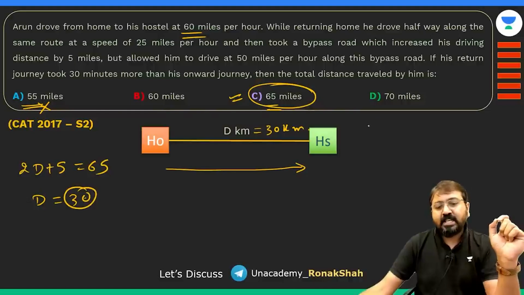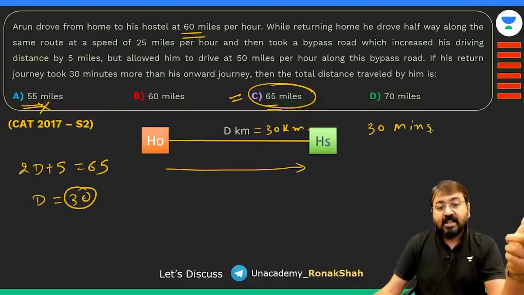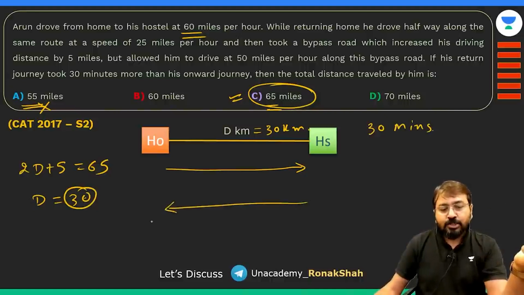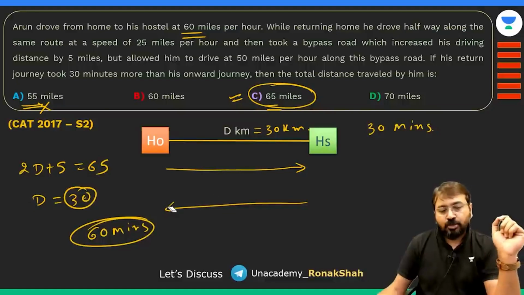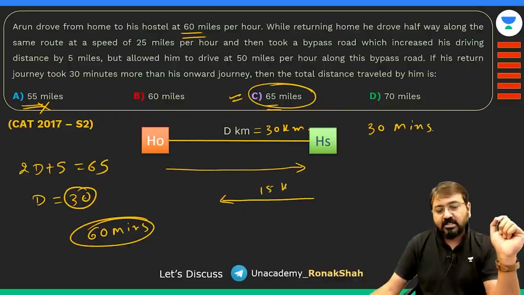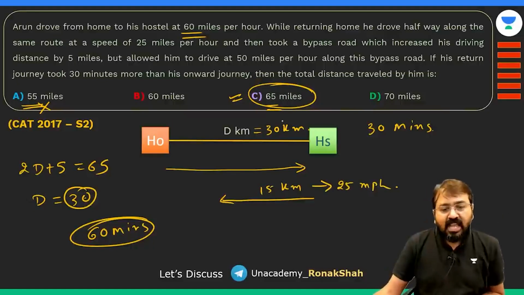So it must have taken 30 minutes for him while going from home to hostel. That means the time that he should have taken while coming back should be 60 minutes. Now let's see whether we are getting 60 minutes based on the given condition or not. So it says that he traveled half the distance, that is 15 kilometer distance, at the speed of 25 miles per hour. Okay, now here everything we are assuming in miles. I'm sorry, I have written kilometer, we should have written miles, doesn't matter.